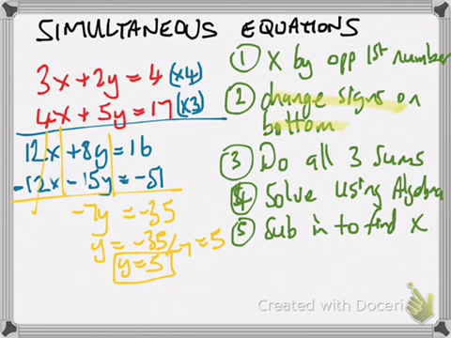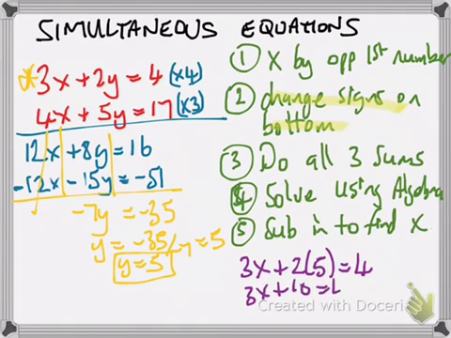And part 5 is sub that value in to find x. You can pick any of these equations. I always pick the top one. So we can just write out that equation there. We've got 3x plus 2y. Now we know y is 5. 2 fives is equal to 4. So 3x plus 10 is equal to 4. The 10 comes across as minus. So 3x is equal to minus 6. And then the 3 comes across as divide. So it's minus 6 divided by 3 is minus 2. And that's your two solutions. y equals 5, x equals minus 2.